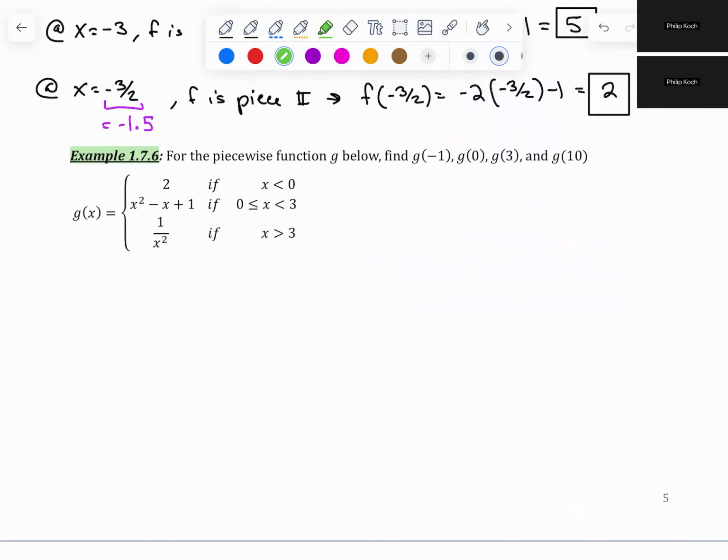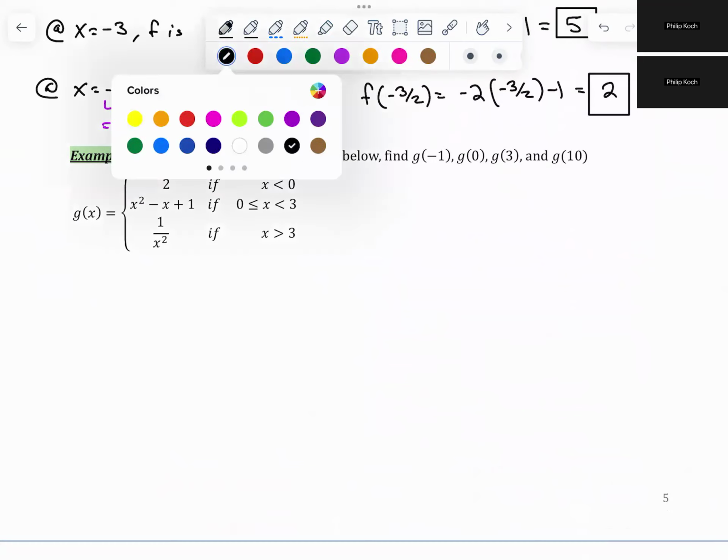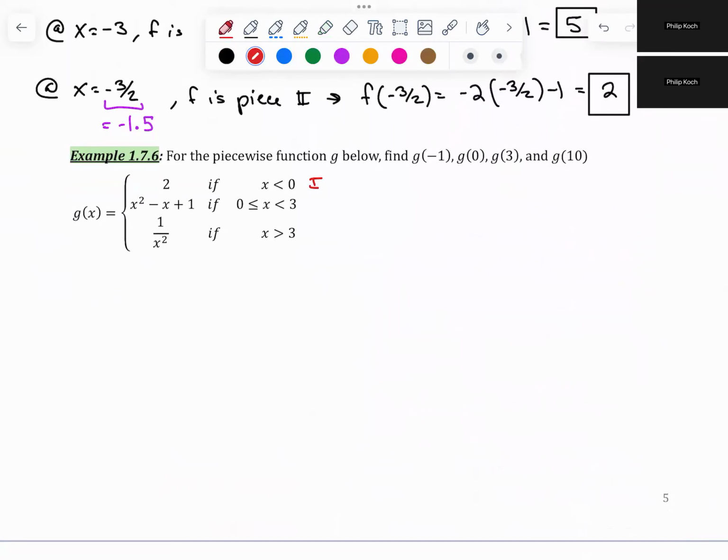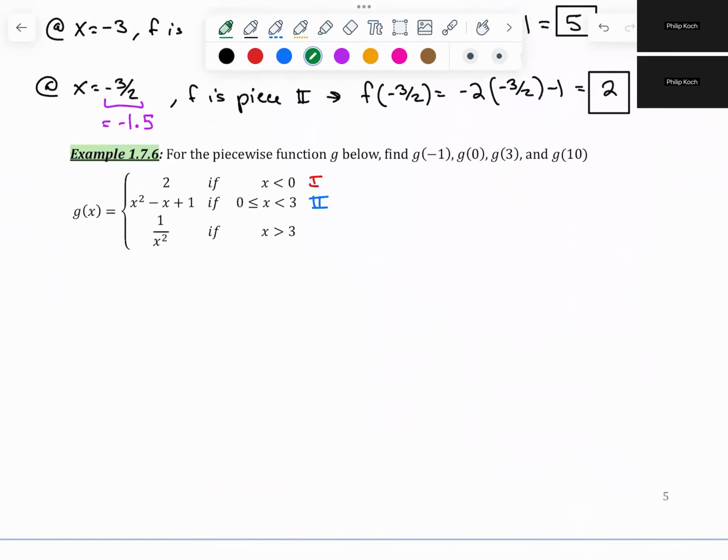I want you guys to compute g of -1, g of 0, g of 3, and g of 10. One thing I will recommend is I will color code this. I'll do this as piece 1, piece 2, and I don't usually write the piece portion. I just use the Roman numerals. But you can also color code it: piece blue, piece red, and piece green. You can do piece triangle, piece square, and piece circle. It doesn't matter. There's some way to identify it in your head. I recommend color because it helps, but it's not required.